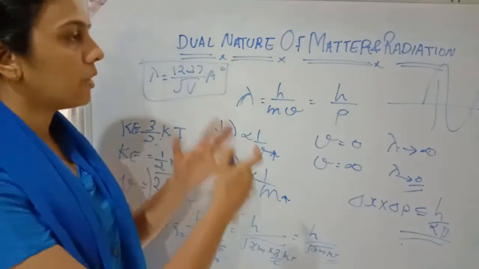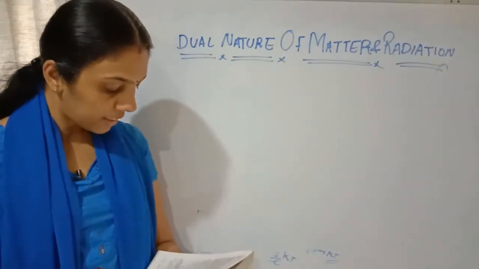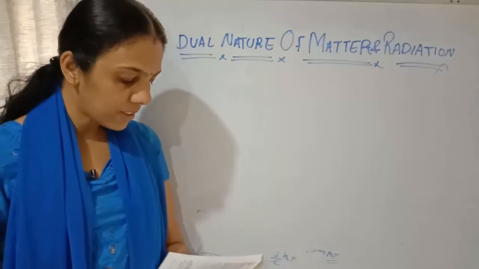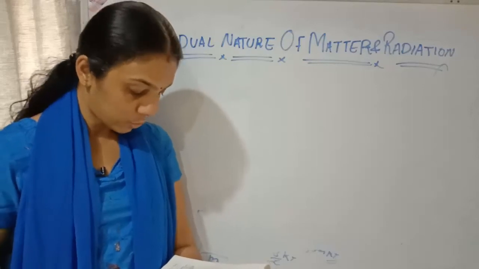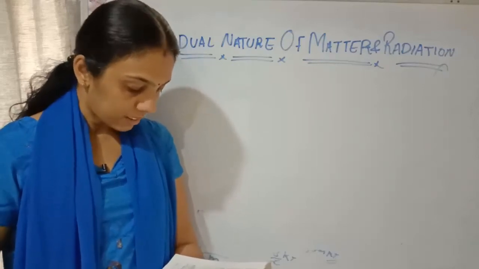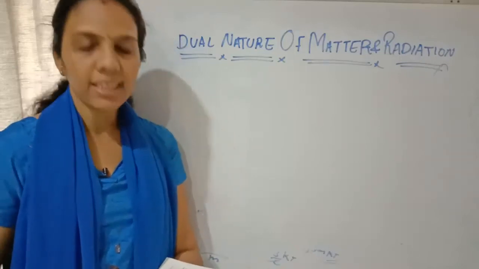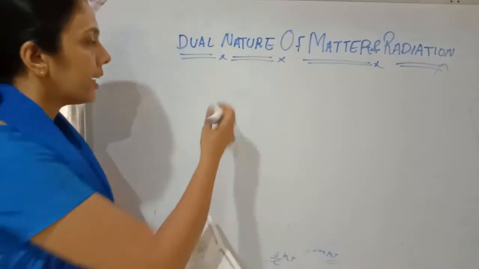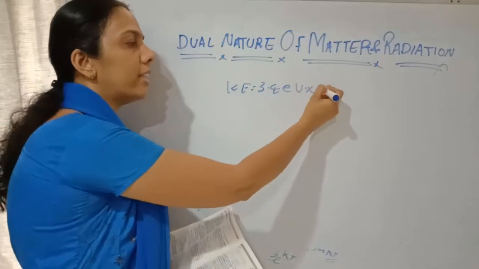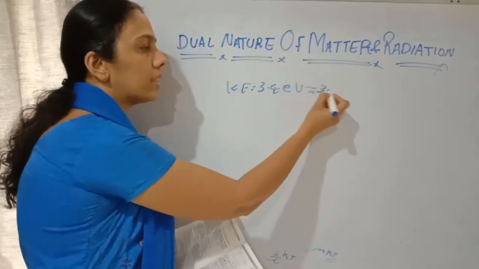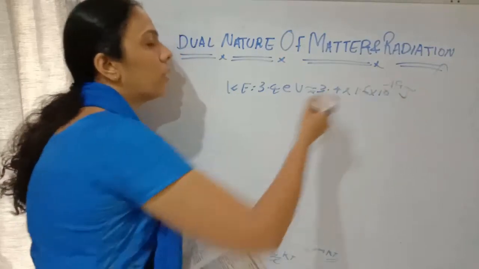Now we will see some of the numericals relating to this topic. So the first question is: the kinetic energy of the electron orbiting in the first excited state of the hydrogen atom is 3.4 electron volt. Determine the de Broglie wavelength associated with it. Only kinetic energy is given. How can we find out? Kinetic energy equals 3.4 electron volt. That too is given in electron volt, so we can convert 3.4 into 1.6 into 10 to the power minus 19 joule. Okay, this is the kinetic energy.